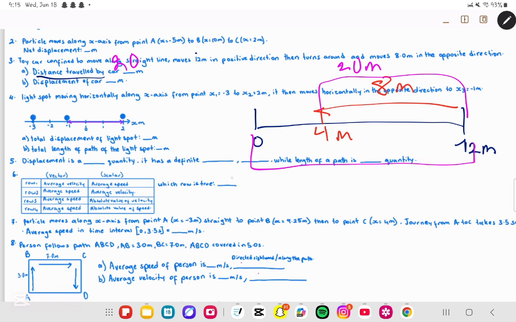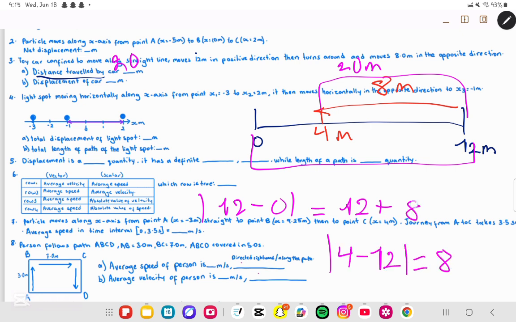So how do you do that? First, you start with the first phase. In the first phase, you will do x final minus x initial, so 12 minus 0 in absolute value, that's 12. Plus, in the second phase, it is x final 4 minus x initial 12 in absolute value, that is 8. So 12 plus 8 will give us 20 meters, same exact thing.